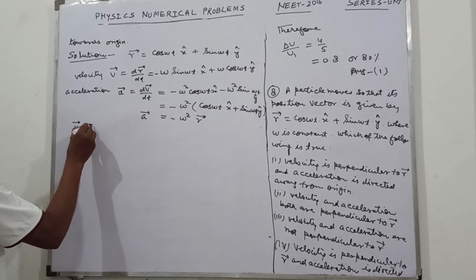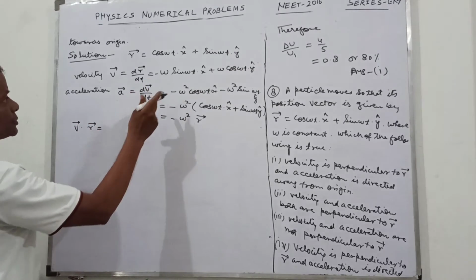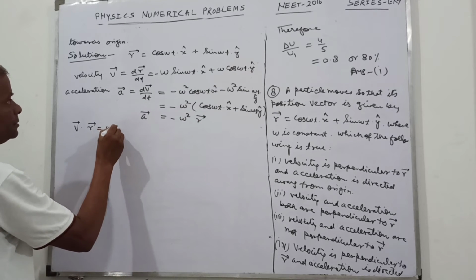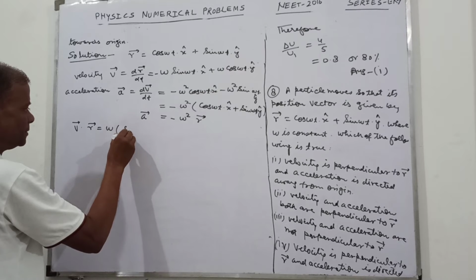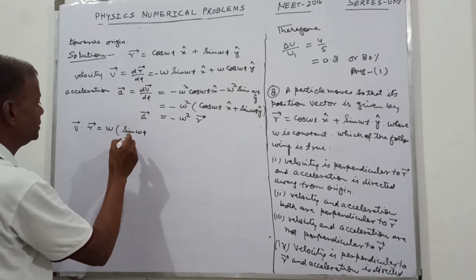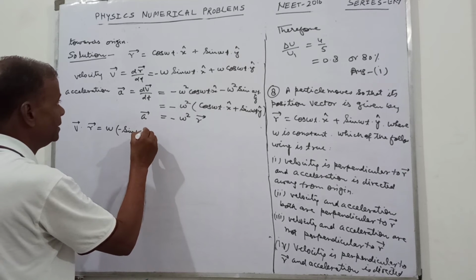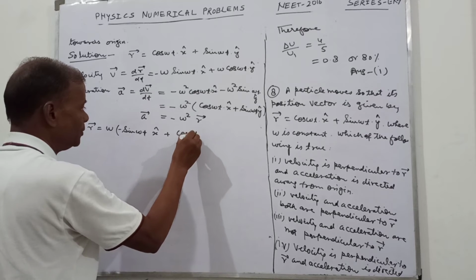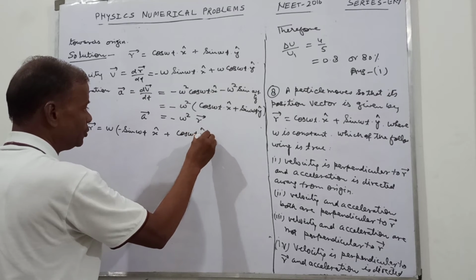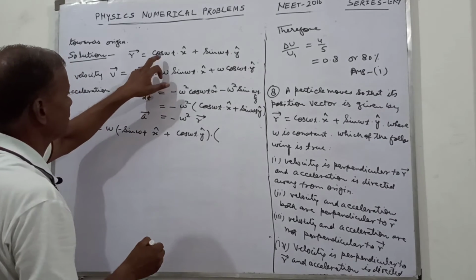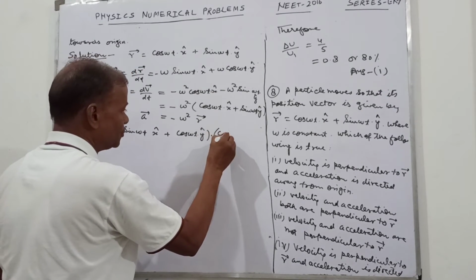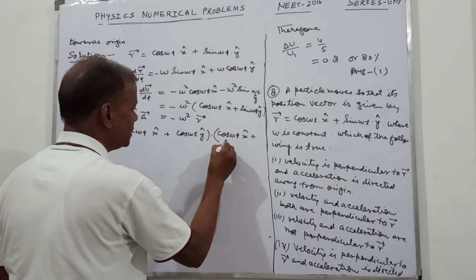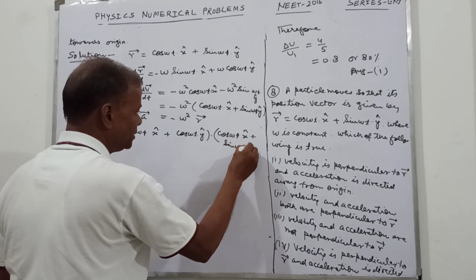V dot R. V is given to you, this omega you can take constant from these two. So this is omega into (sine omega t with a minus 1) x cap plus cos omega t into y cap, dot. Now this R is your cos omega t into x cap plus sine omega t into y cap.